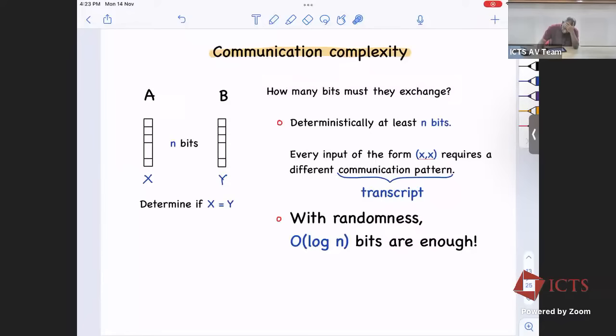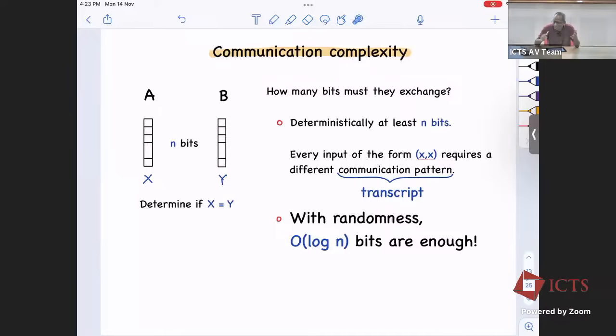Okay, so here is Alice. She has a string X of n bits. Bob has a string of n bits. Say our library has a copy of Encyclopedia Britannica, and the library in Bombay has a copy of Encyclopedia Britannica. And they need to check whether the two copies are identical. How? What protocol should they use?